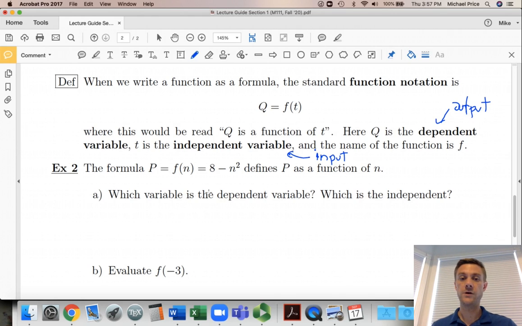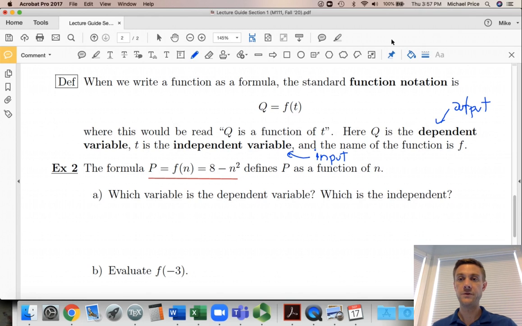So as a concrete example, because it tends to feel better when we've got an actual real example to work with, here's one potential relationship for us to think about. So p in this case is a variable, f is the name of our function, n is another variable, and then here's the formula that actually gives us the rule of our function.